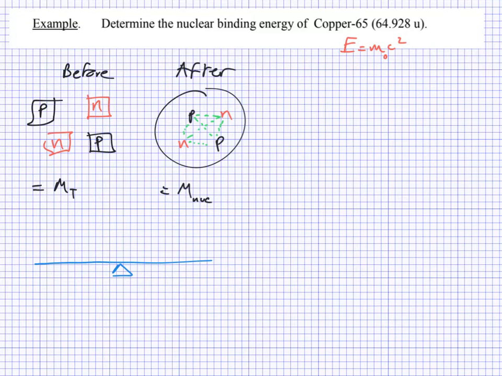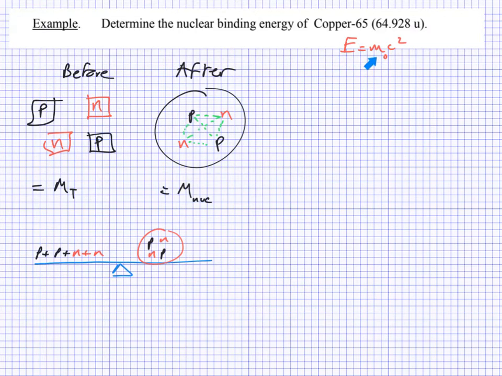So we'll go proton plus a proton plus, we'll use red for the neutrons, neutron plus a neutron. So these are all separate. It's going to be equal to, now we'll put them inside. So proton plus proton, neutron, neutron inside the nucleus. Now, where's the energy? The energy is the green dots that I've represented here. This is the energy inside here.